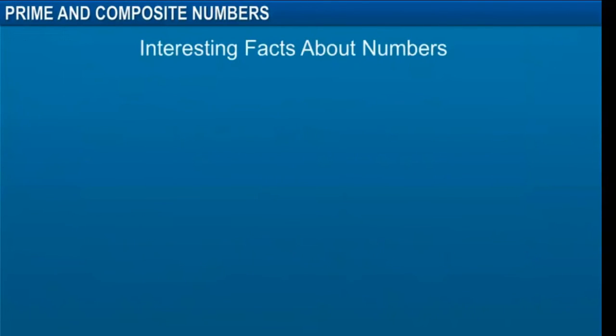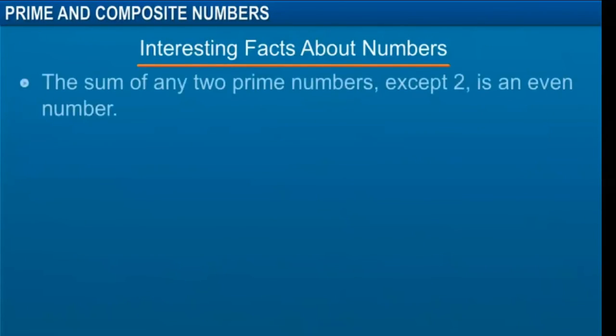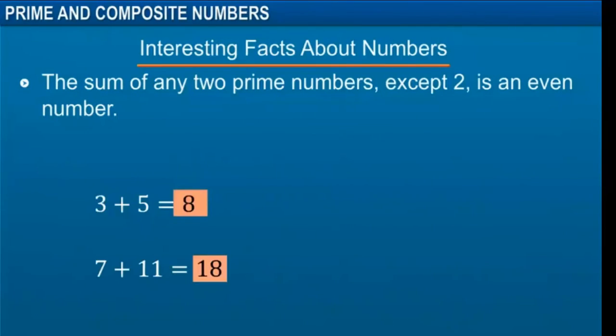Here are some interesting facts about numbers. The sum of any two prime numbers except 2 is an even number. Okay, Miss, so yes. So there are some interesting things about numbers. What was our chapter? Playing with Numbers. So we have been learning interesting things about numbers. One topic was prime numbers and composite numbers. Now in this we can understand that the sum of any two prime numbers except 2 is an even number.